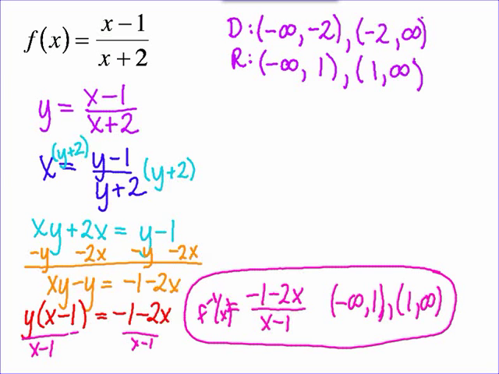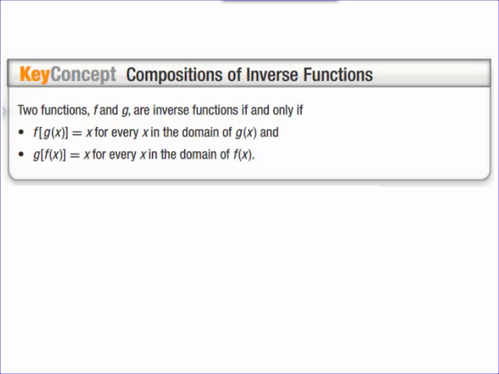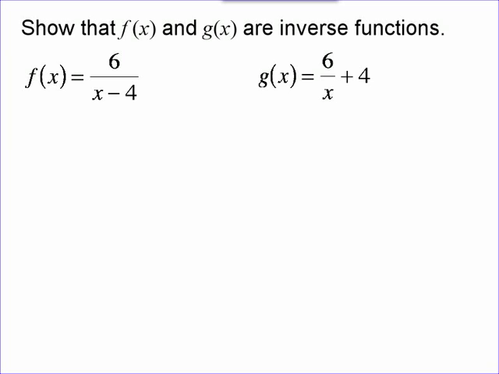So that makes more sense. The very last thing we're going to do is talk about one more concept of an inverse function. One of the neat things about this is it actually relates to what we did last section. If we compose the two functions and they're inverses, that's all this is saying: you will get x. So let's go ahead and look at an example. It says show that f of x and g of x are inverse functions.